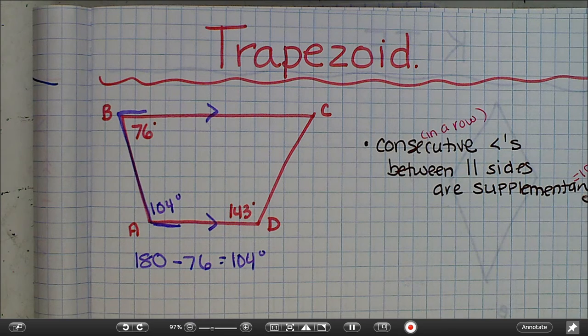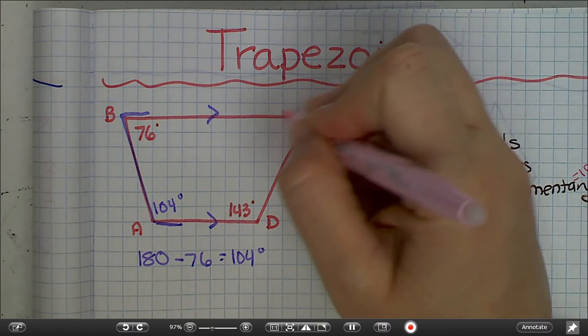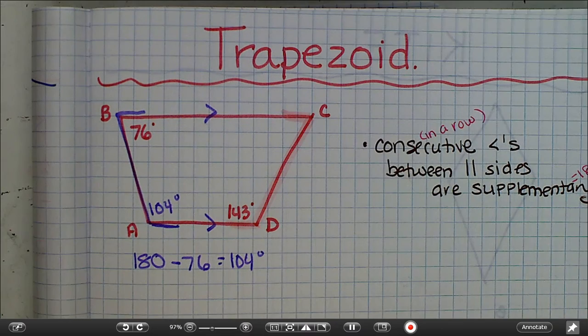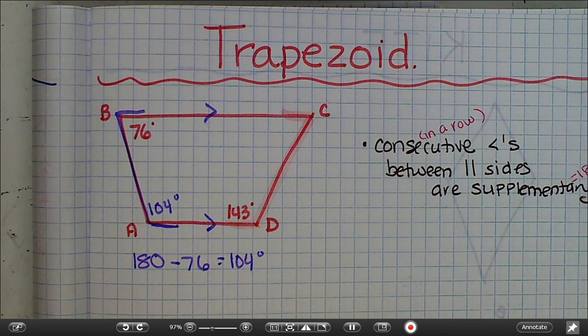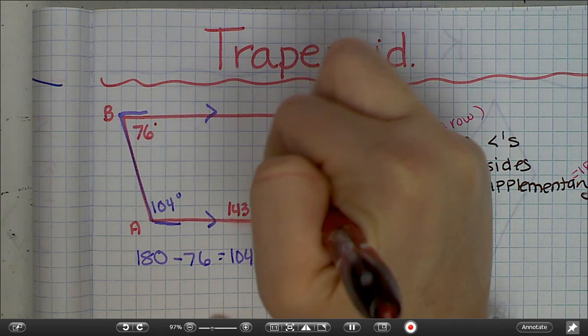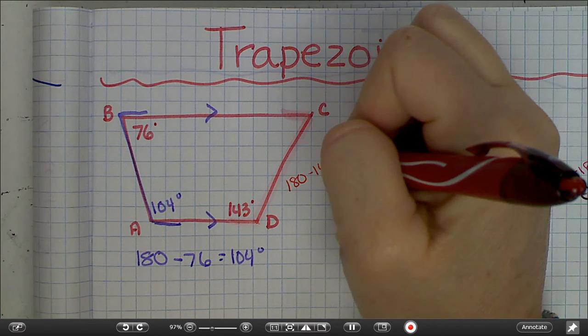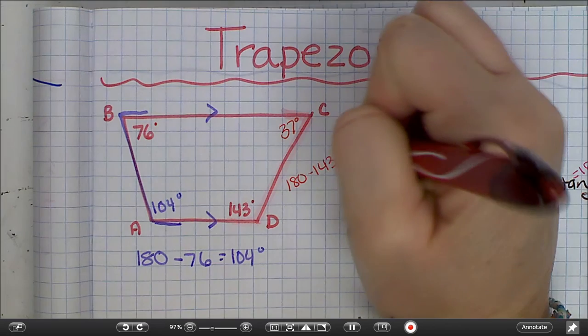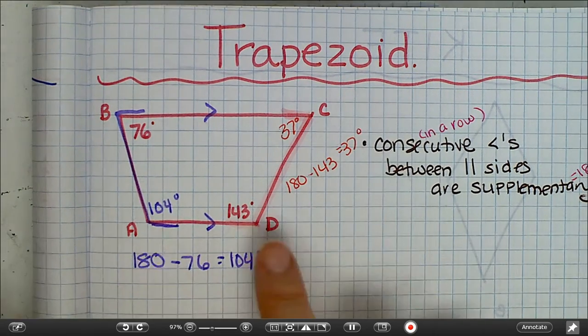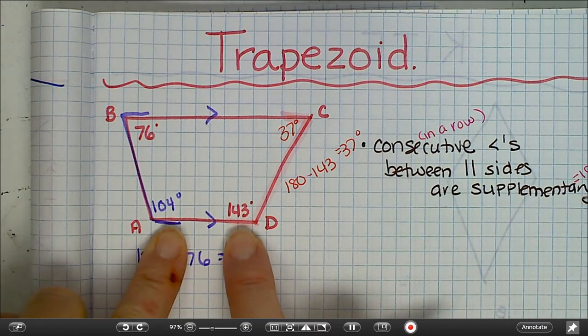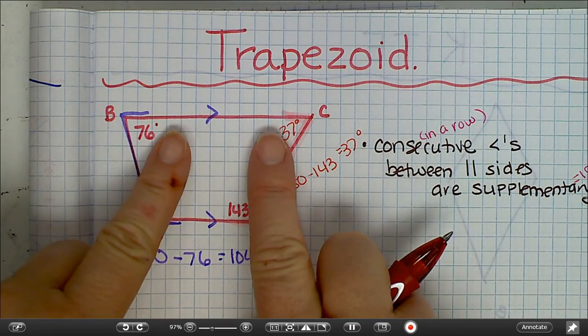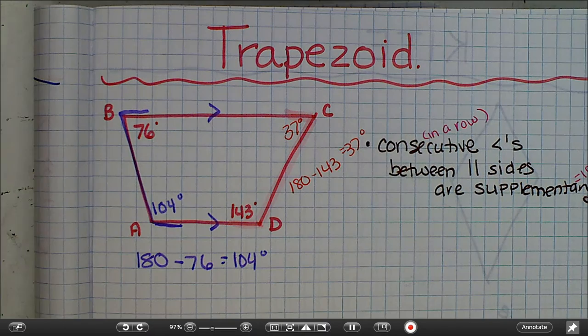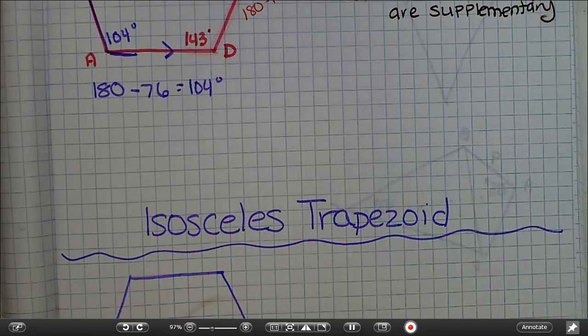So that's that side, and then the same deal on the other side. Here we have our other little hug: 180 minus 143, so that would be 37 for that one. Now notice there's no relationship between these consecutive angles or those consecutive angles in a regular trapezoid. But the isosceles trapezoids have a couple more properties.